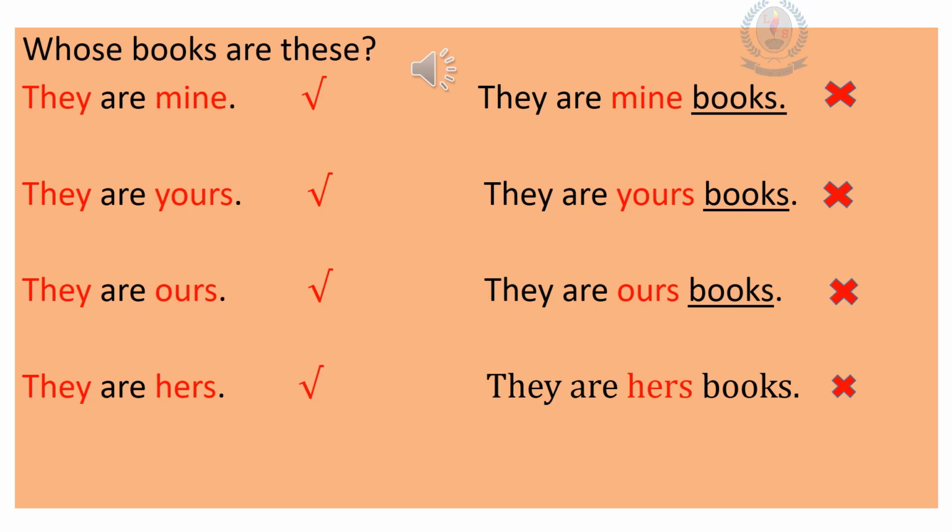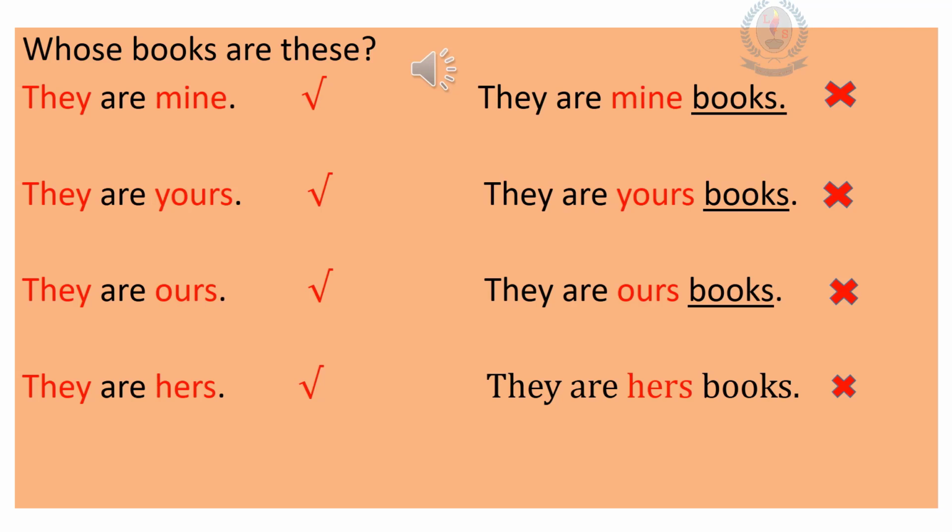Because "they are mine books" is wrong, because they have used the noun after the possessive pronouns. You can't use the nouns after the possessive pronouns. It should be the way we have written on the left side: they are mine. You can't say they are mine books.